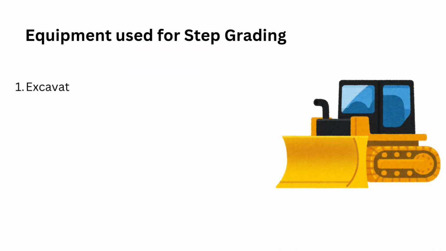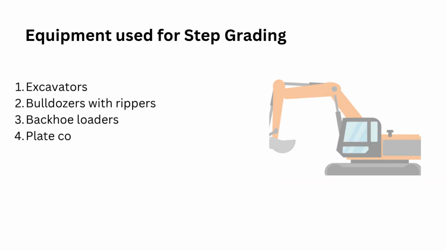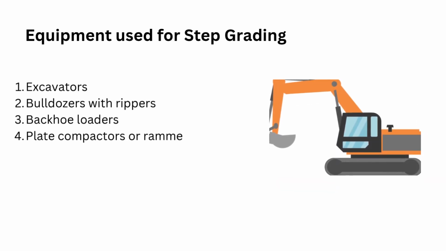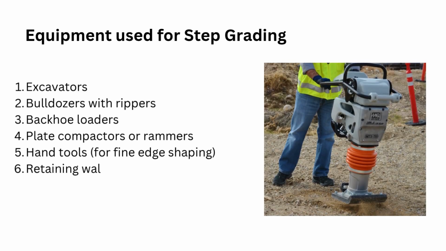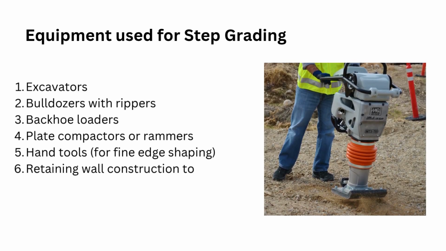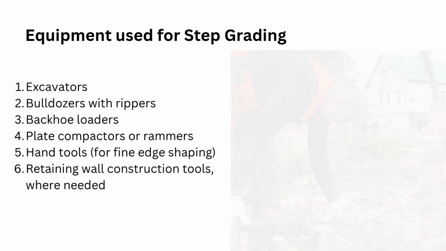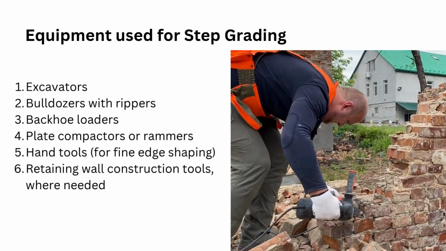For step grading, the equipment used is selected to safely cut slopes and create horizontal platforms at different elevations. These typically include excavators, bulldozers with rippers, backhoe loaders, plate compactors or rammers, hand tools for fine edge shaping, and retaining wall construction tools where needed.